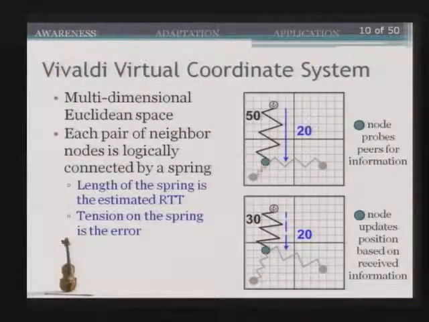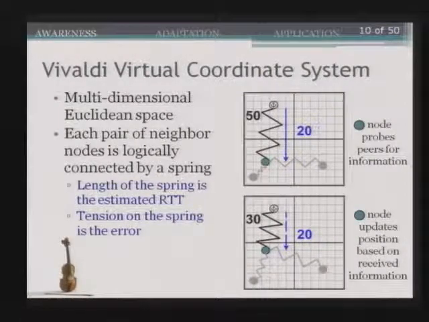So here's a more in-depth description of the Vivaldi virtual coordinate system. As I was saying, it takes latency measurements and embeds these measurements in a multi-dimensional Euclidean space. Here we use 2D examples just for ease of use. We can use multiple more dimensions if we wish for better accuracy. Each pair of nodes is logically connected by a spring, and the length of the spring is simply the estimate of the round-trip time between the two nodes, and the tension on the spring is the error.